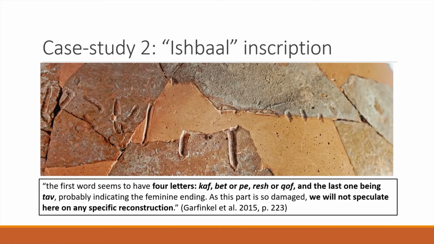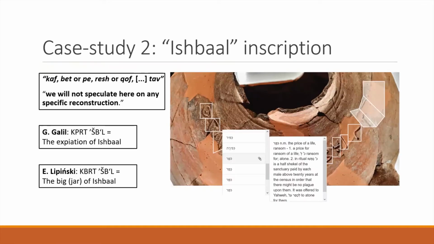But actually, you can speculate. I mean, if you put it in Scrypt, it's already there, it's one of the pre-encoded inscriptions. You select this region without the T, the taf, which they believe is the feminine ending.